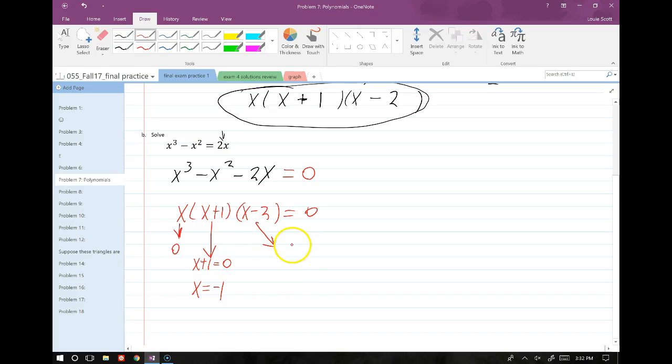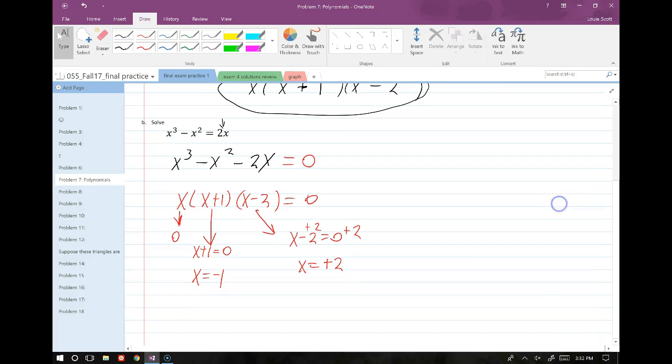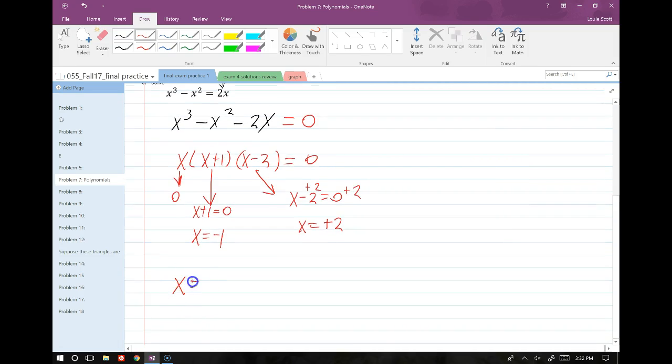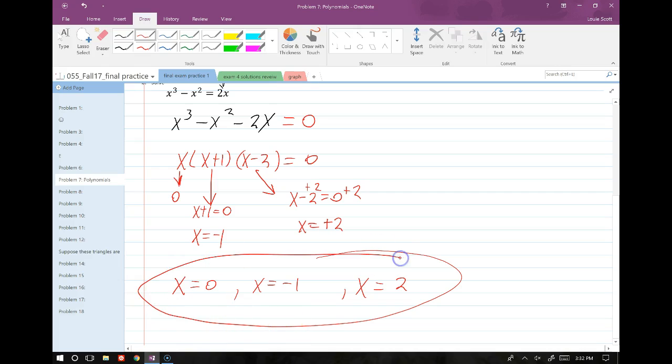Now I'm going to solve this factor for 0. x minus 2 equals 0. If I add 2 to both sides, I get x equals positive 2. Okay. So now I just write all my solutions in a row here. So I say x equals 0, x equals negative 1, x equals positive 2 are all solutions to this. We don't have any fractions involved in this, so there's no invalid solutions. Everything's valid.